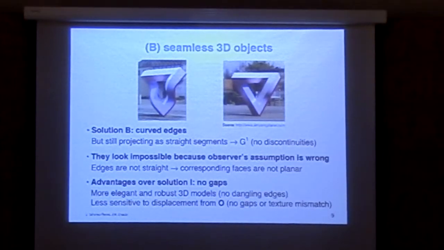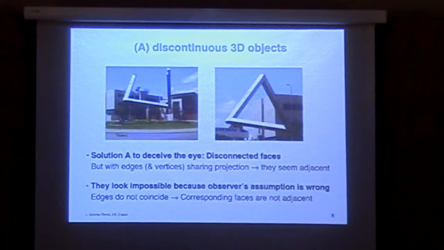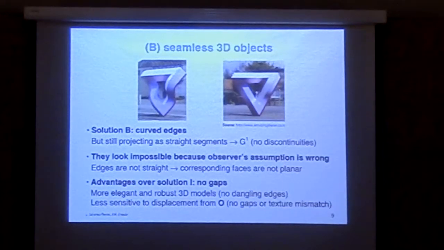And this has a key advantage over the previous solution. It's seamless, which means it's more elegant, and it's more robust because you have no dangling things over there. And above all, it's less sensitive to displacement from this special point, because if you move away from the point with the previous model, you see a gap. Whereas here, okay, the edge is not straight, but the human eye is very good at spotting holes and gaps, and not as good at telling whether a line is a circle with a large radius. You don't know. So this is, we guess, the best way to manufacture those 3D objects. And this is related to NURBS. So you have sculpted surfaces here, and how can we define those surfaces with NURBS?